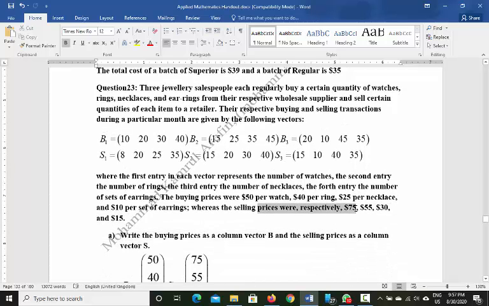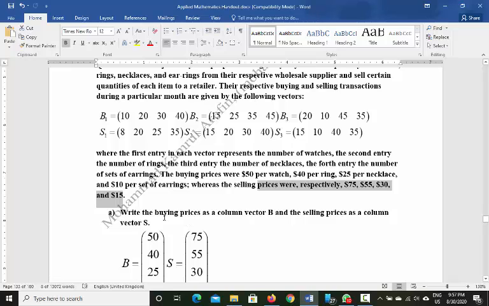So selling price of watch is $75, selling price of ring is $55, selling price of necklaces is $30, and selling price of each set of earrings is $15. So buying price and selling price are also there.